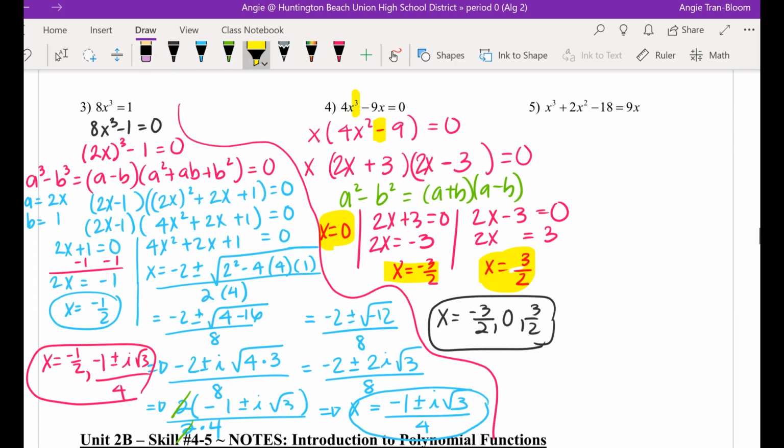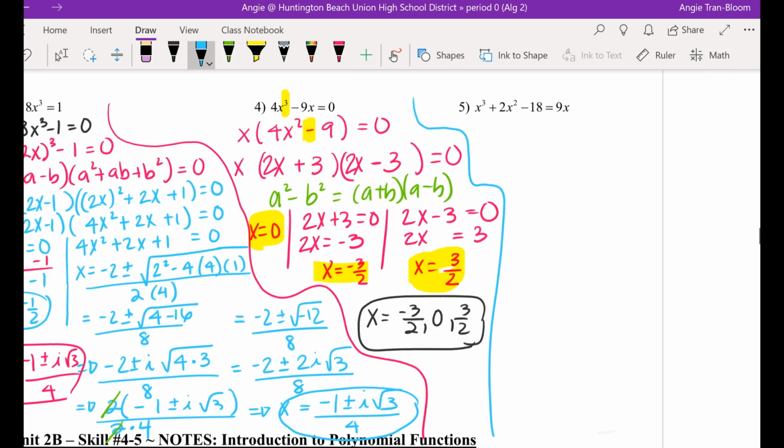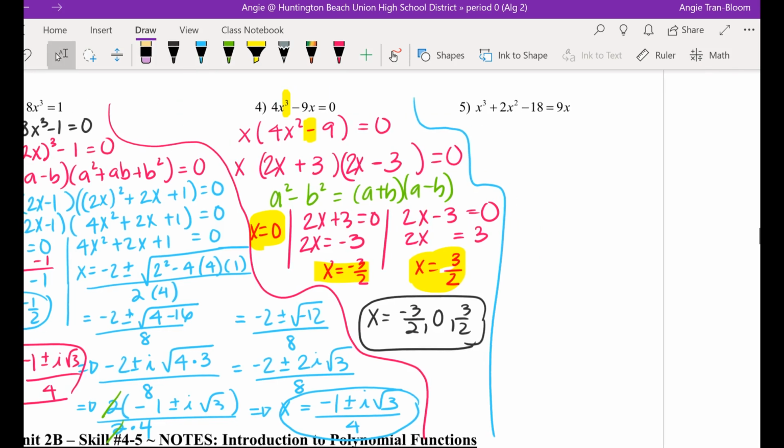Now look at the degree. If x to the third is the highest degree in your equation, you will have 3 complex answers. And a complex answer can be, remember, a real number, which is also in the set of complex numbers. Okay? Last one, again, it's not equal to 0. So when that is the case, you want to subtract everything to make it equal to 0.